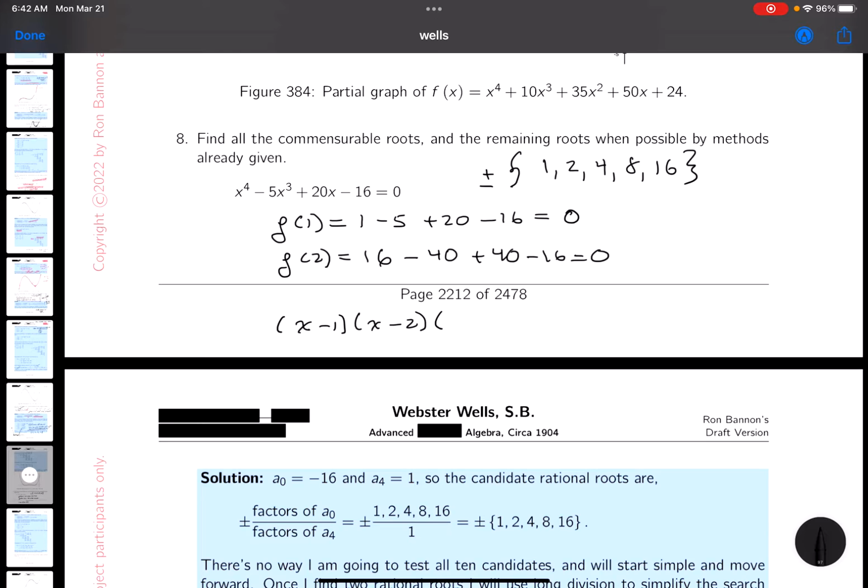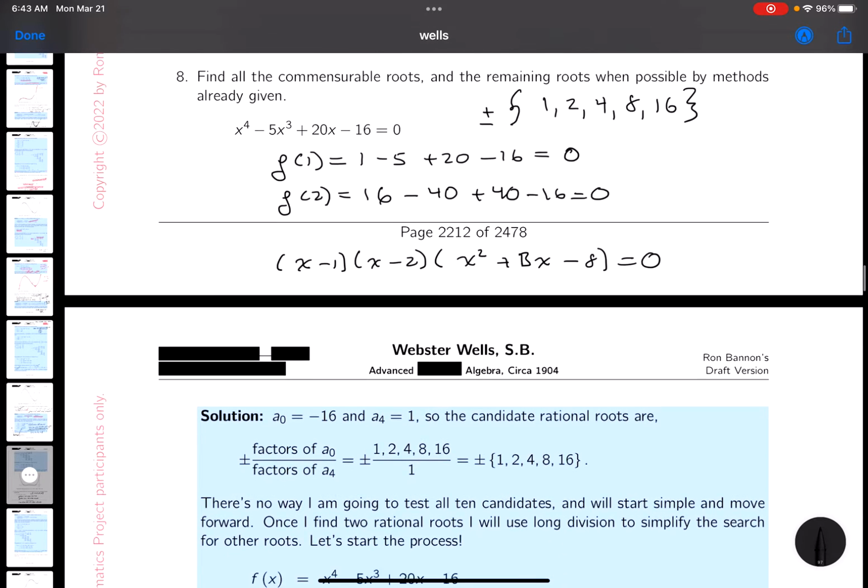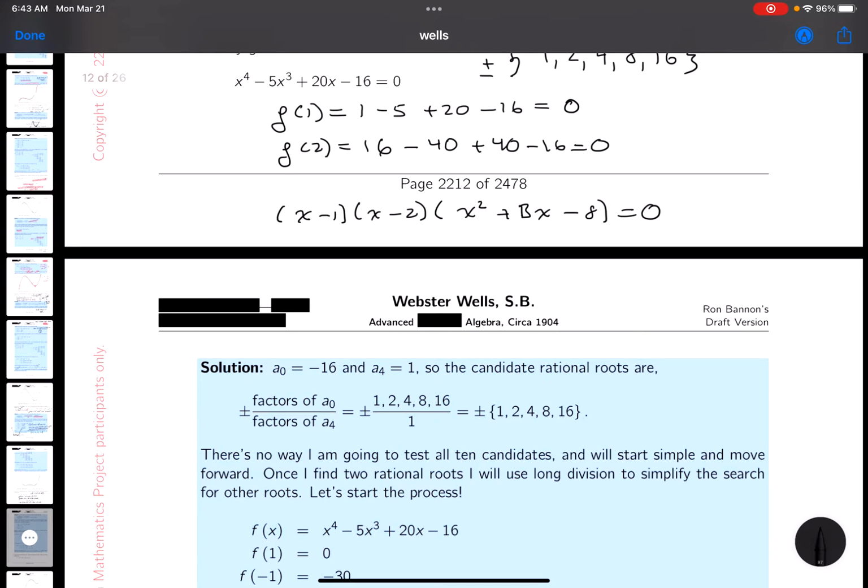Well, it's going to be x squared plus bx, and what are we going to get here? It's going to be, let's see, it would be minus 8. I just don't know what the b is. So what I'm going to do is just simplify a tiny little bit, and then I'll do equating coefficients. So you get x squared minus 3x plus 2, x squared plus bx, I don't know what b is, minus 8.